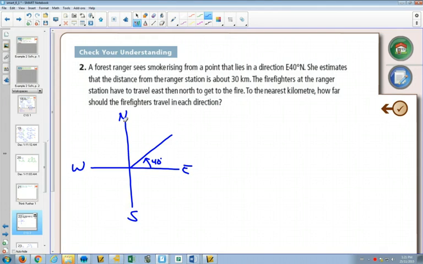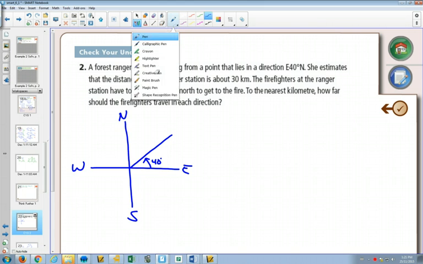Now, she estimates the distance from the ranger station is about 30 kilometers. So we have to figure out, where are we going to put this 30 kilometers? So here's our smoke.